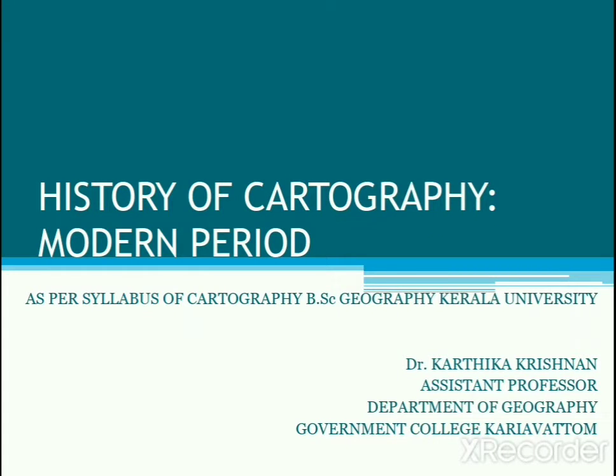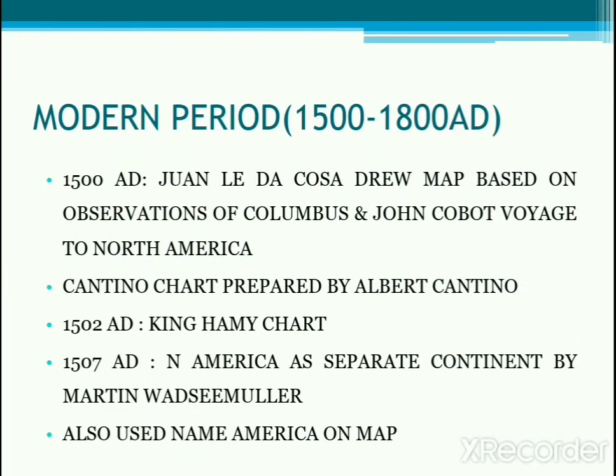In the previous session, we were discussing the developments that happened in the field of cartography in the ancient and medieval period. Now let's look into the developments of cartography in the modern period. In 1500, Juan de la Cosa drew a map using the observations from the first three voyages of Columbus and John Cabot's voyage to North America.